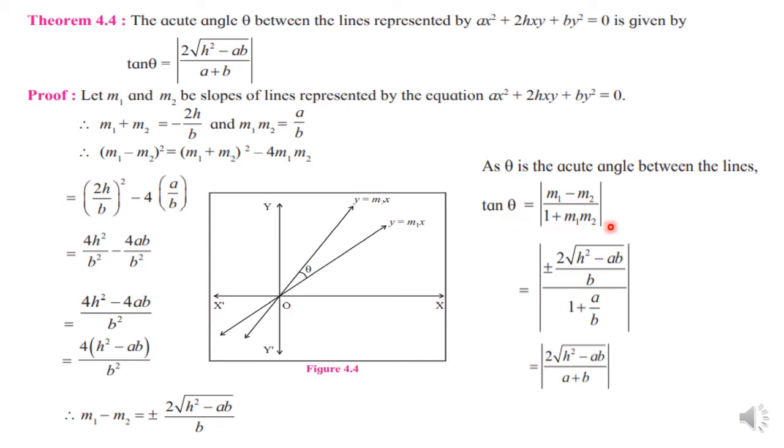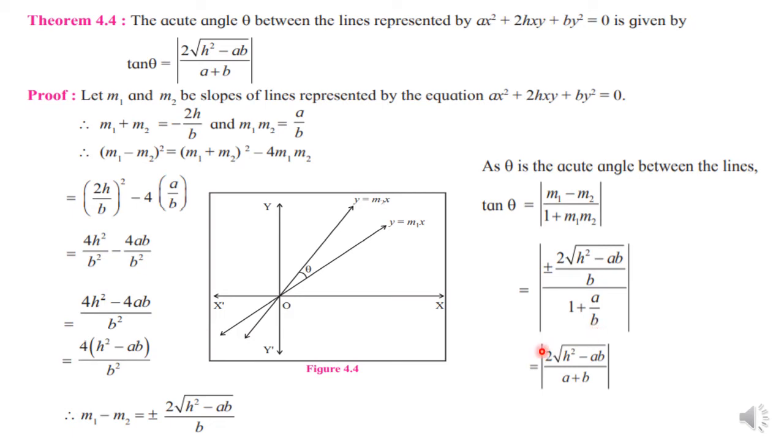Remember, this is a formula which we had learned last year when we learned about straight lines. Now in this formula, in the mod sign, we substitute the values for m1 minus m2 which we found just now, and in the denominator, we have 1 plus a upon b. A upon b is the value for m1 m2. Then 1 plus a upon b becomes a plus b upon b after equalizing the denominator. And then b gets cancelled on both the sides.